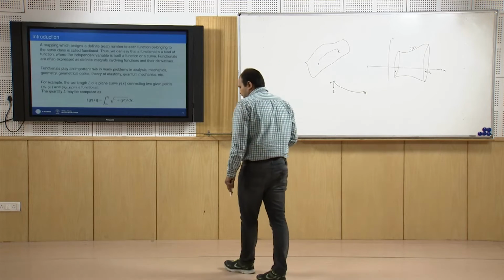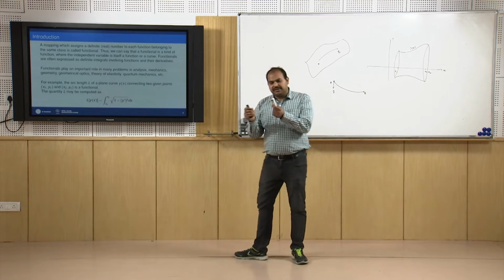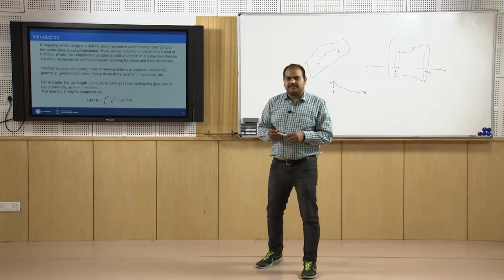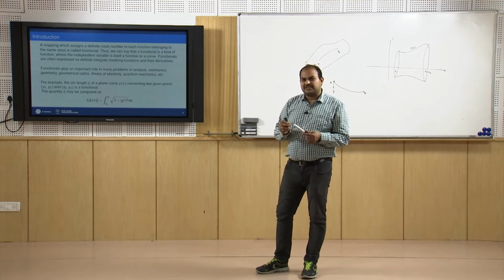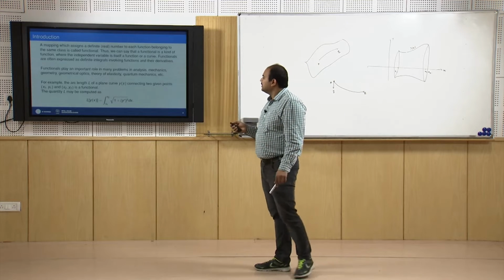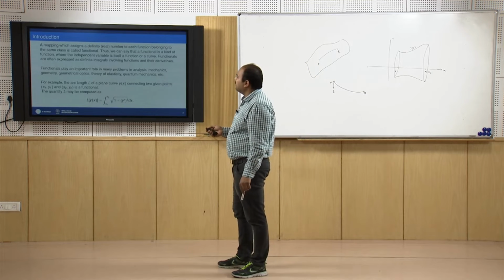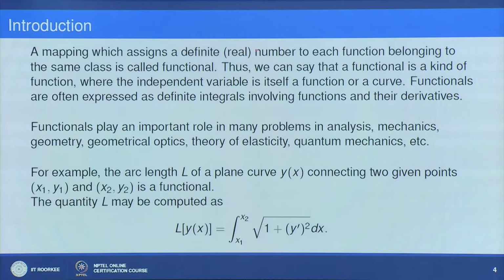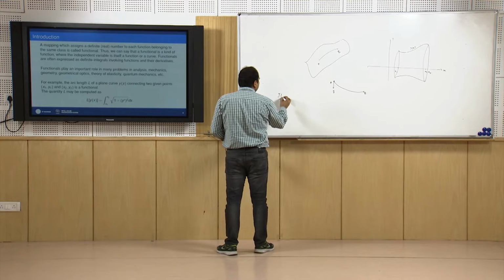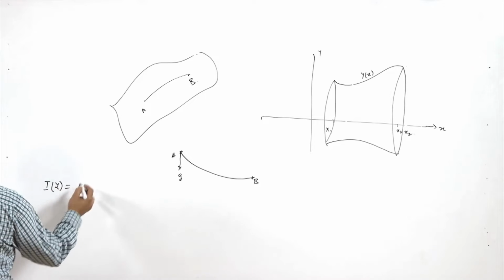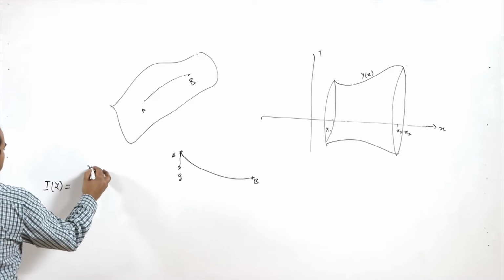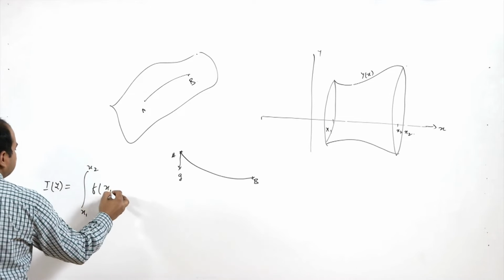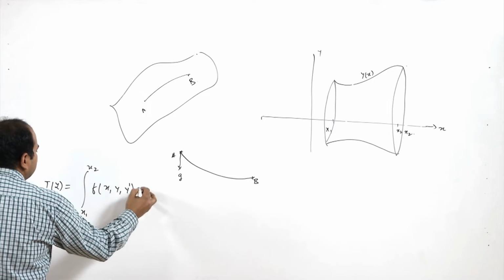So now these definite integrals are known by a name which is functional. So what is a functional? A functional is a mapping which assigns a definite number to each function belonging to the same class. So if you remember, we have written our definite integral like this: from x1 to x2 of f of x, y and y dash, d of x.